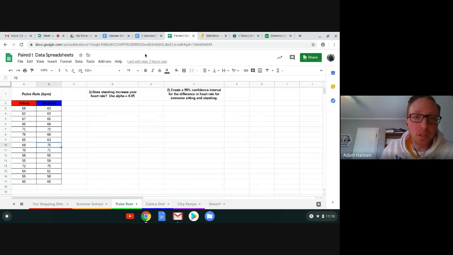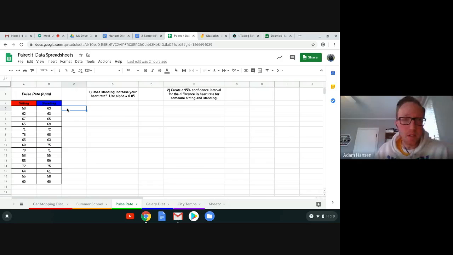Let's go ahead and get our statistics for this by creating the differences. Does standing increase your overall heart rate? Now, what you can do is either do sitting minus standing or standing minus sitting. Since what we're testing for is standing increasing your overall heart rate, I want to keep this as easy as possible. So I want these differences to be positive. Let's assume that standing increases your overall heart rate. And when I create the differences, I'm going to go standing minus sitting.